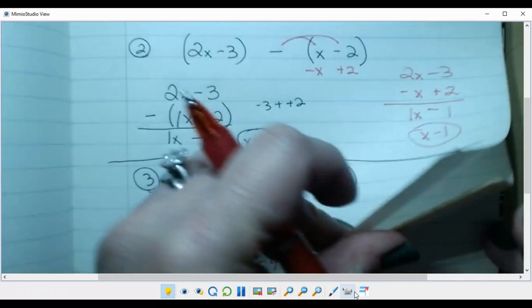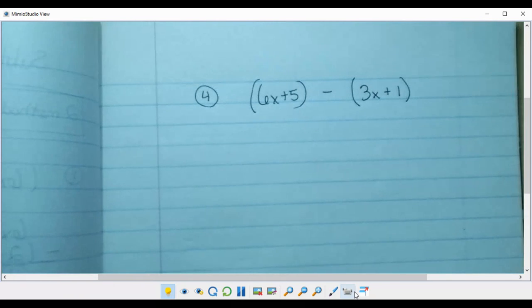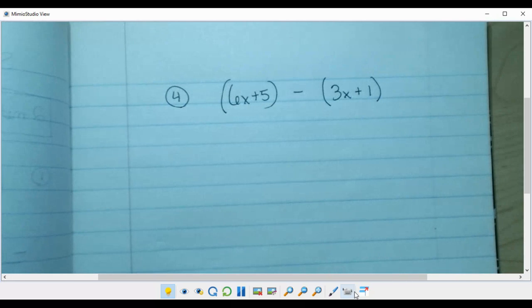Okay. Two more. These start to get brutal. So I want you to look at this problem. We've got 6x plus 5 minus 3x plus 1. And before I write anything, I want you to decide right now, which method do you think would be easiest?